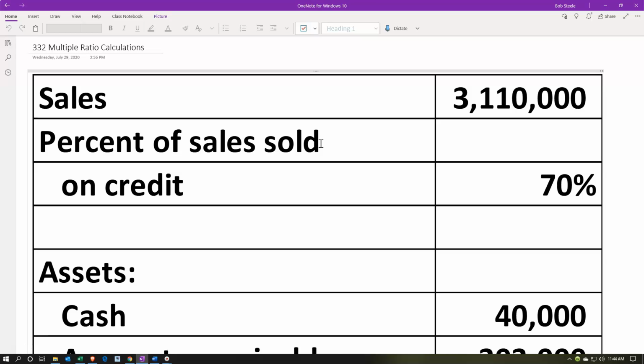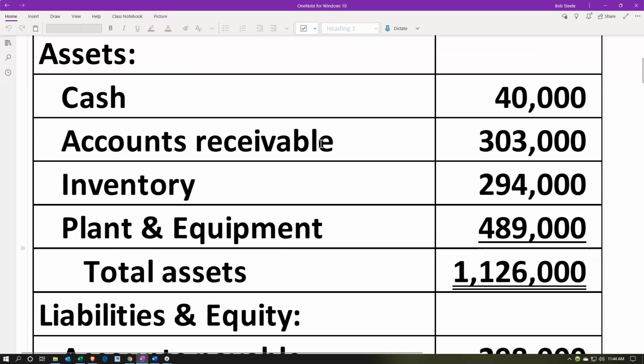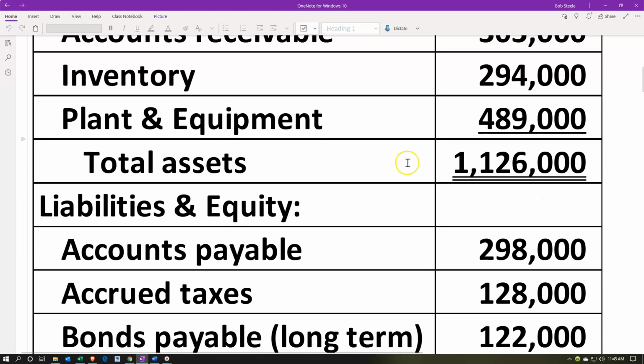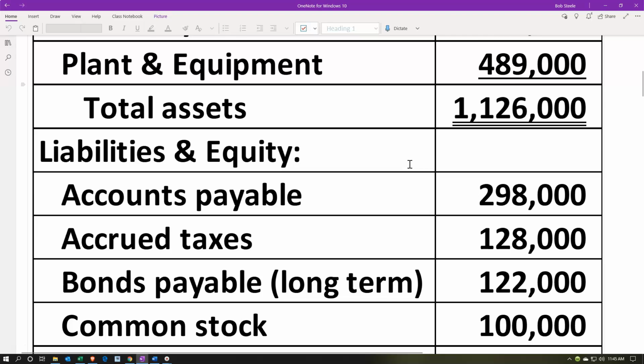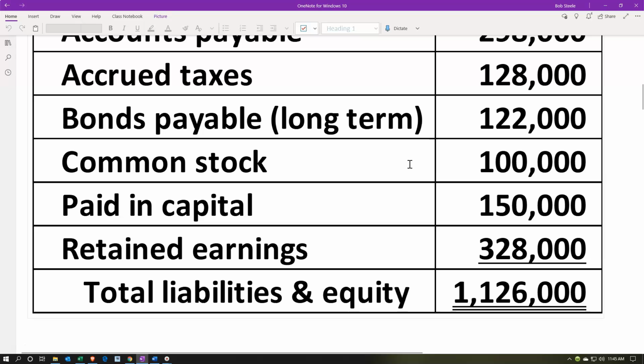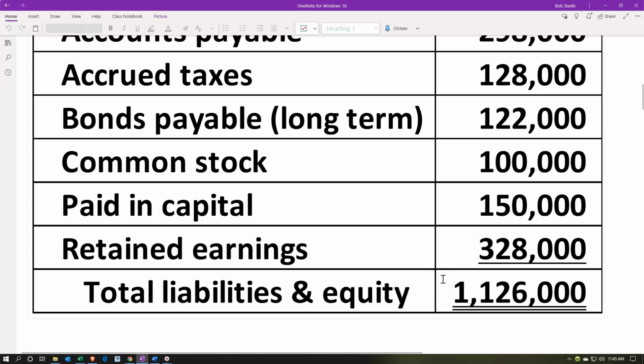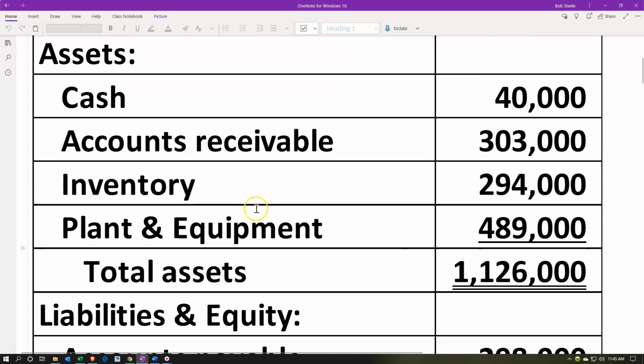So the information will include sales, percent of sales sold on credit, 70%. Then we have the assets, which will include cash, accounts receivable, inventory, plant and equipment. We have the total assets. Then we have the liabilities and equity: accounts payable, accrued taxes, bonds payable, and then the common stock, paid in capital, retained earnings, total liabilities and equity. So in essence, of course, we have our balance sheet here being in balance, total assets equaling the liabilities and equity. Note what we do not have here are subcategorizations of current assets and long-term assets, or current assets and property, plant, and equipment, or depreciable assets.